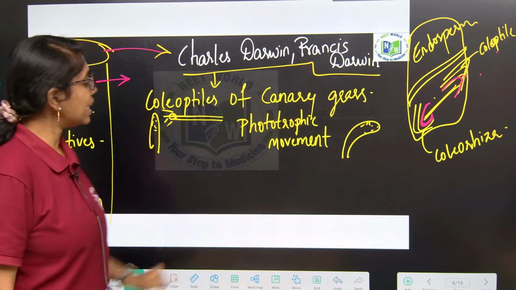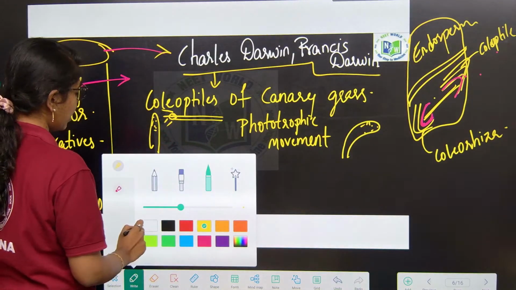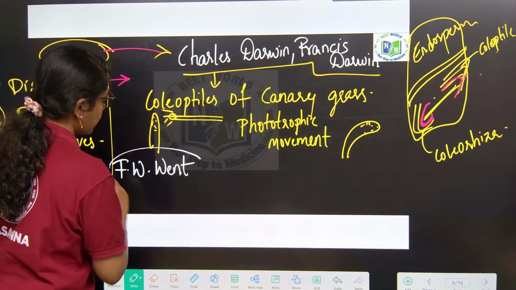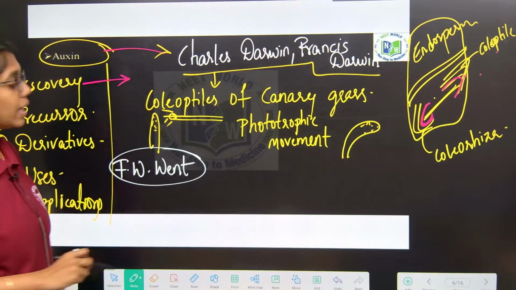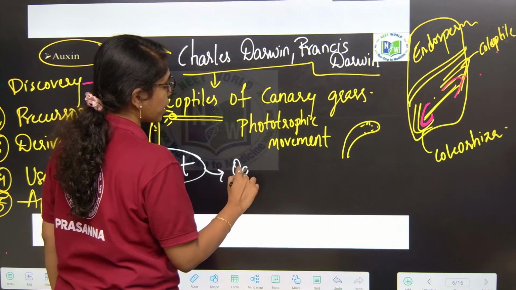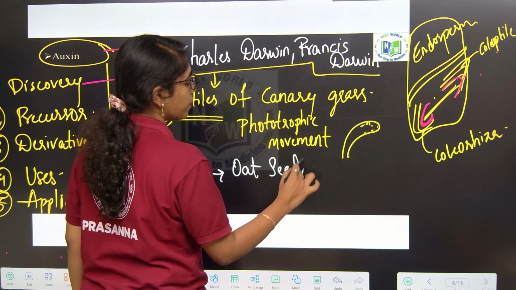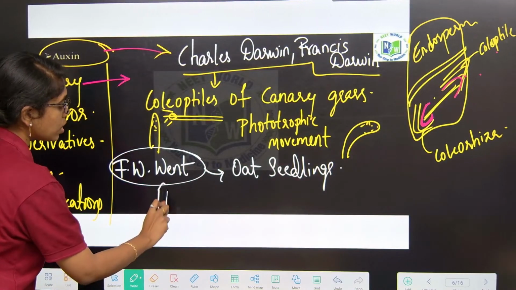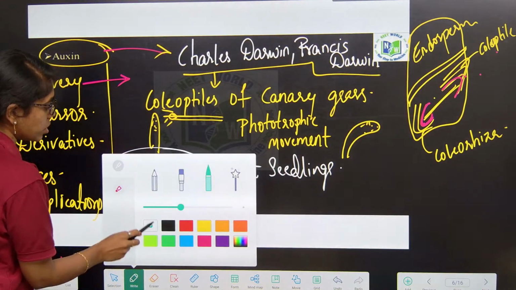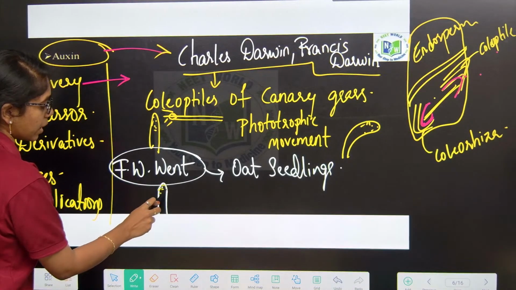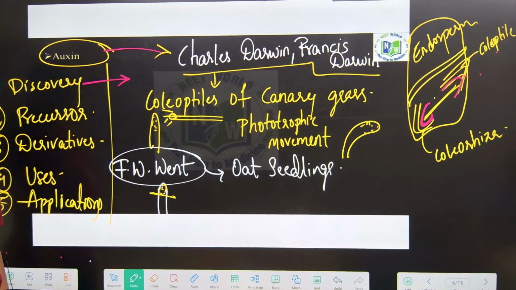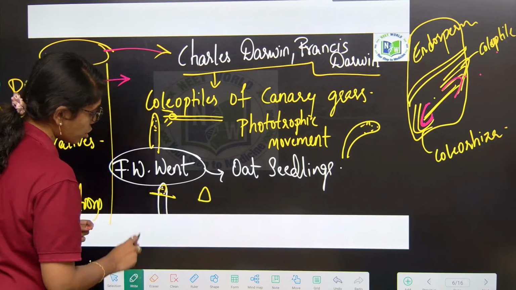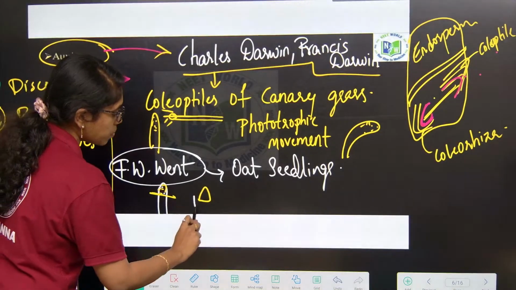But then auxin discovery was done by F.W. Went. F.W. Went discovered auxin. What experiment did he conduct? He conducted one experiment on oat seedlings. The coleoptiles of the oat seedlings, where this active substance is present, were decapitated. The decapitated part is placed on an agar block.